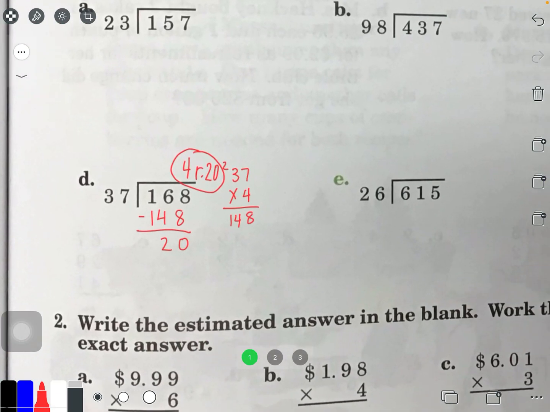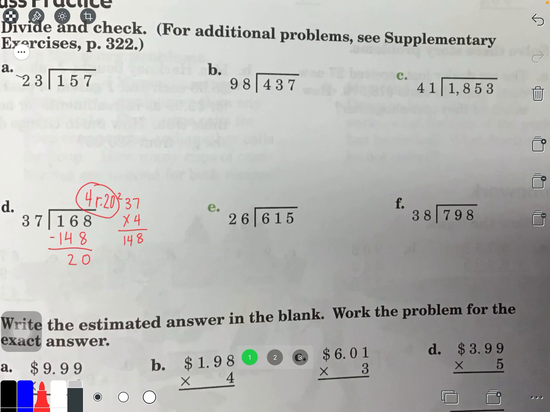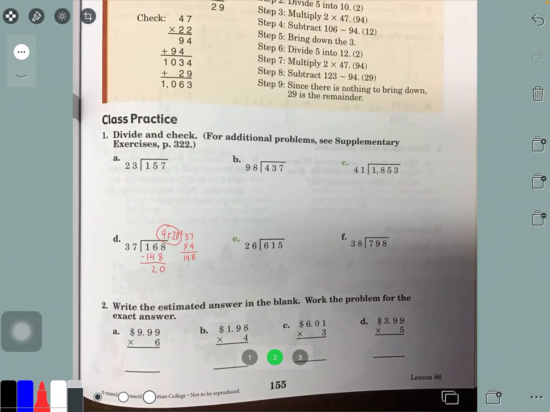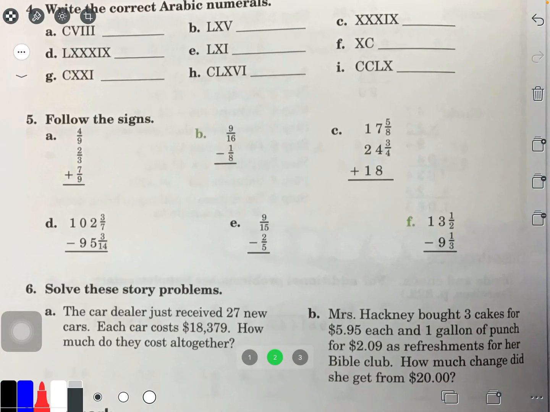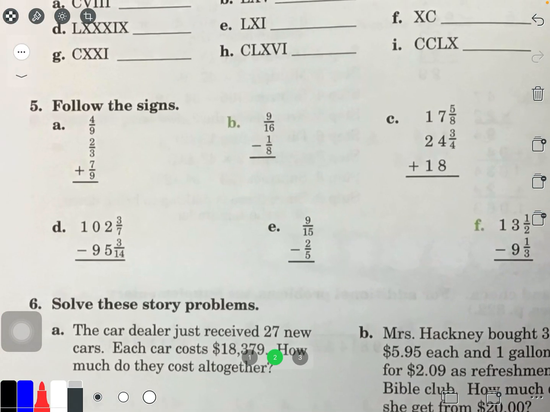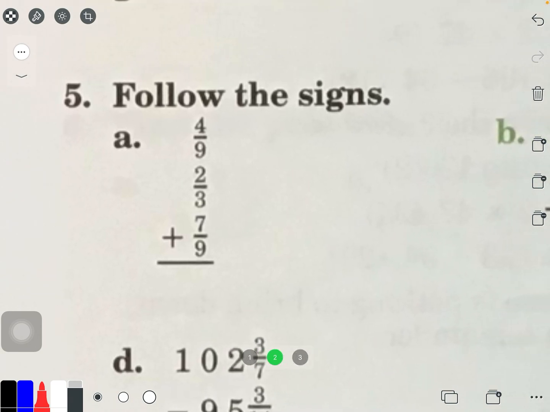So at our Zoom meeting, we're going to try E and F together. Now, on the back side, this is fun. I'm not going to go through all of this, but I want to go through some of number 5. We'll do some of number 5 at our Zoom meeting as well. Here, let's do number 5A together first.